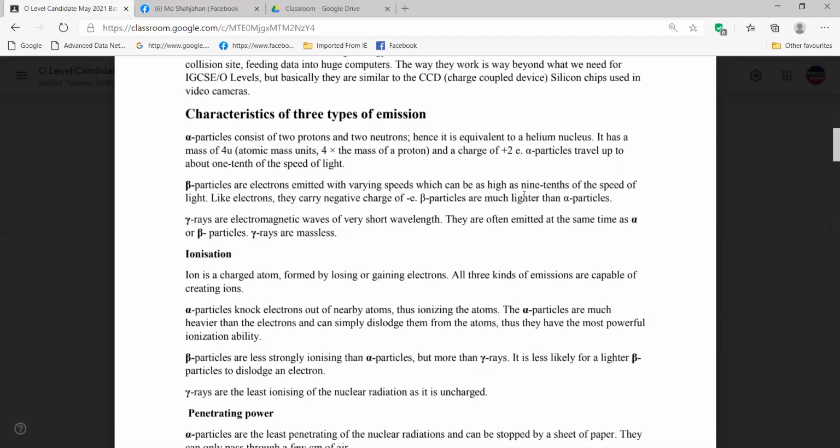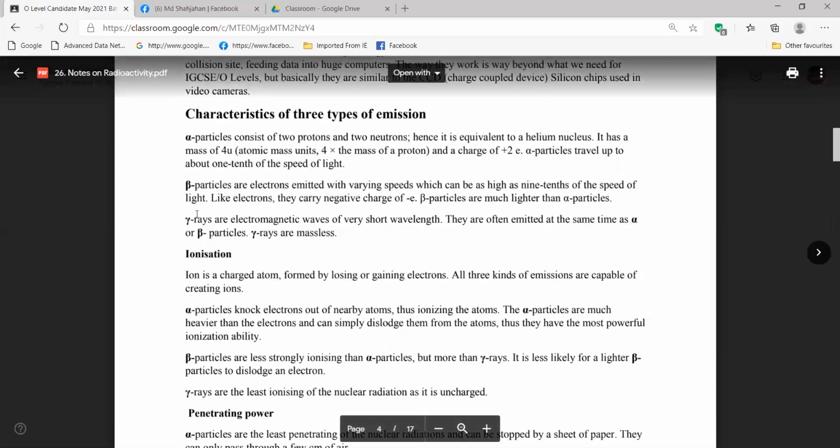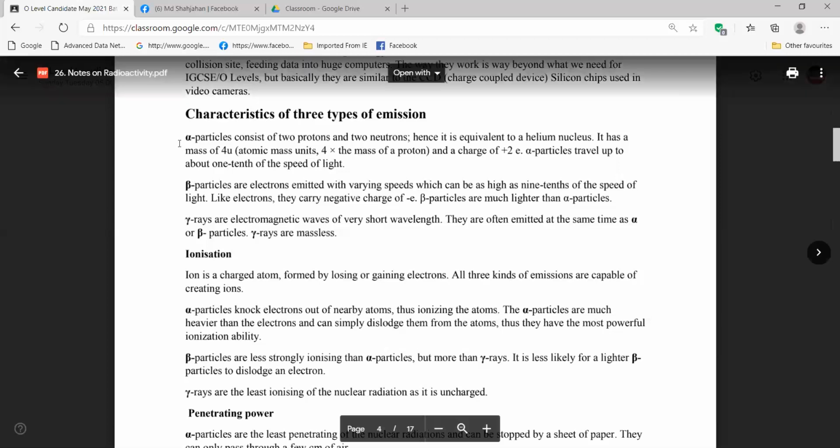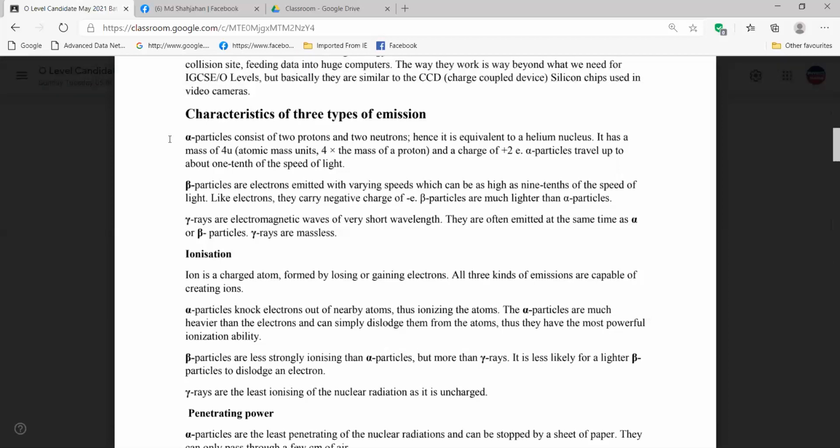They can go through the paper, and they can be stopped only by aluminum foil, right? And gamma can go through the aluminum, but they can be stopped only by lead. So these all are the characteristics I discussed, and now when you read, you will find that almost all the things I discussed came. Please read from here.